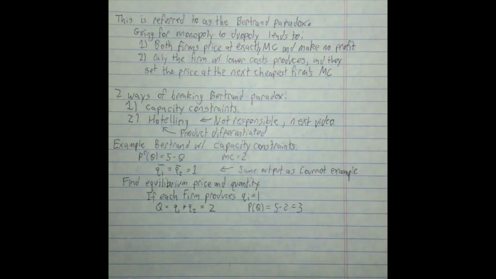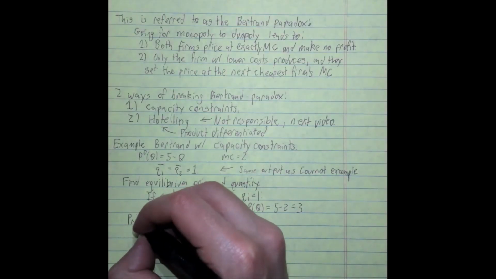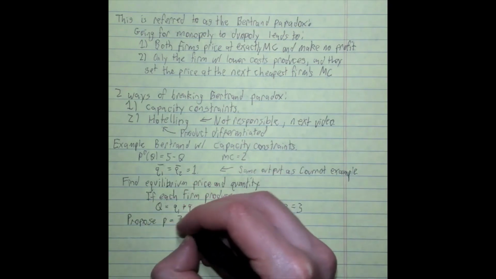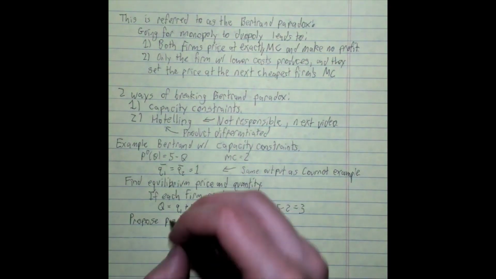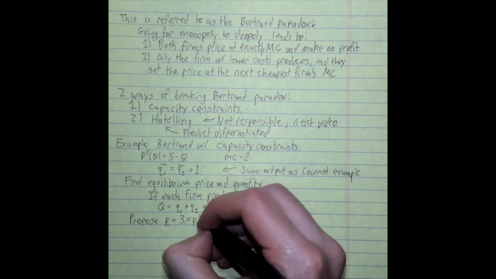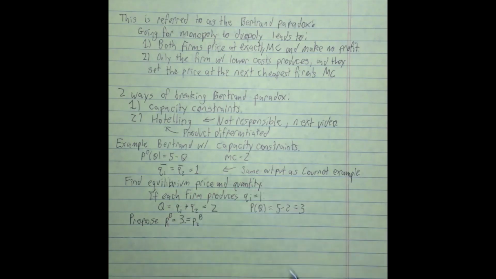Okay, so let's suppose right now, let's propose an equilibrium price of 3. So P1 is equal to 3 and P2 is equal to 3 as a Bertrand price. All right, is this an equilibrium price? Is each firm playing a best response to the other firm's best response?